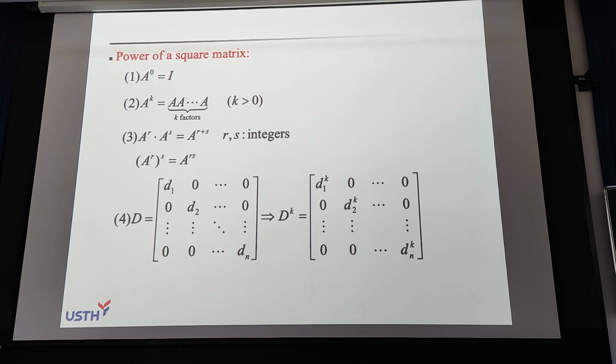In case D is a diagonal matrix, with the entries lying on the main diagonal being D1, D2, ..., Dn, then in that case, D to the power k has entries taken to the power k. You can verify it by yourself. You multiply D by D and then you get D1 squared, D2 squared, ..., Dn squared, and so on.